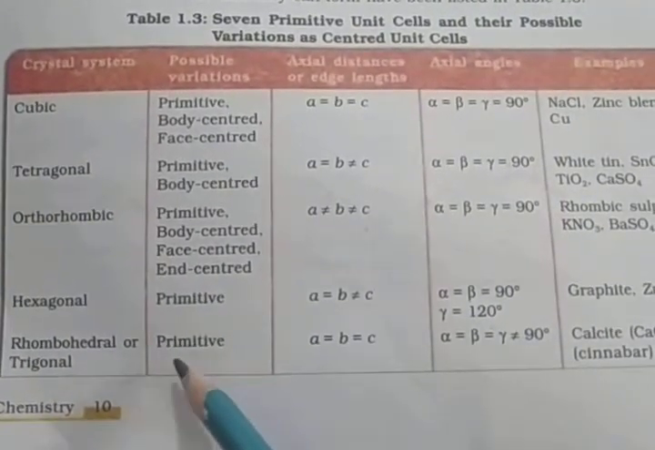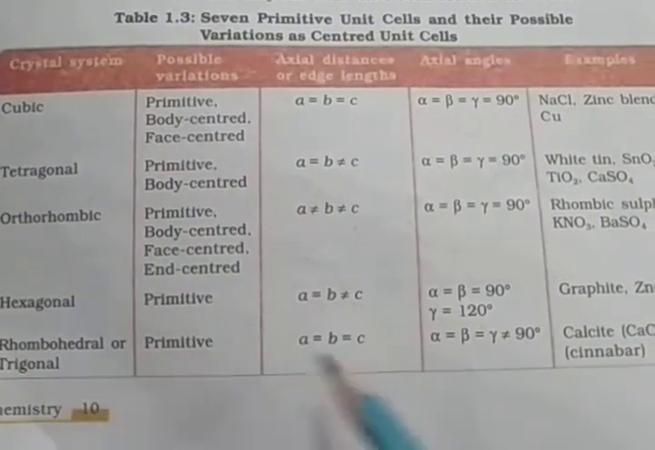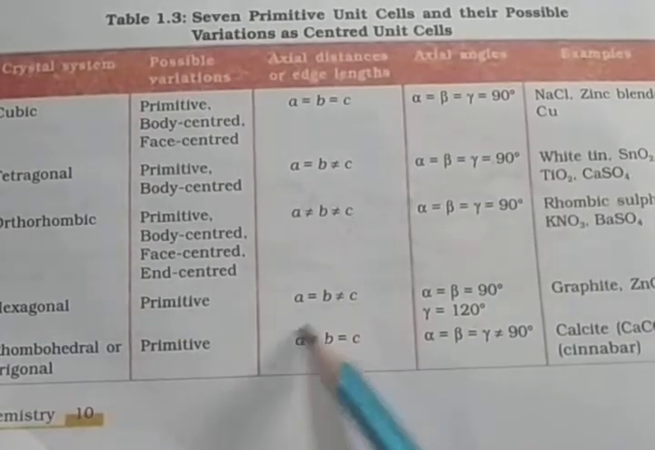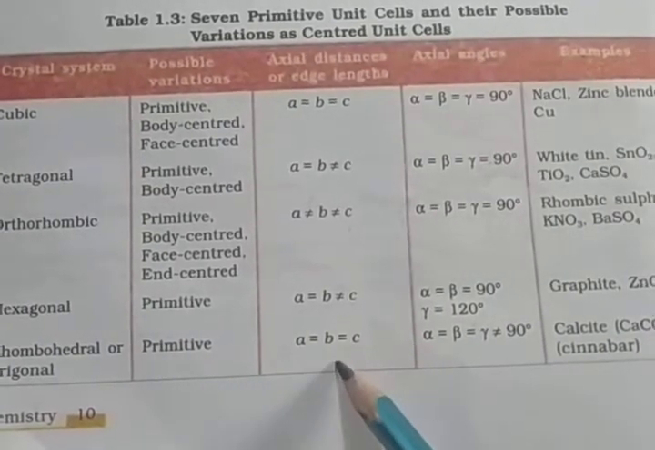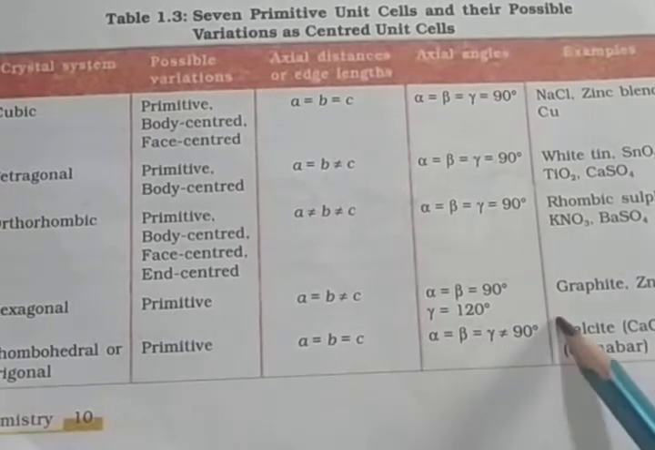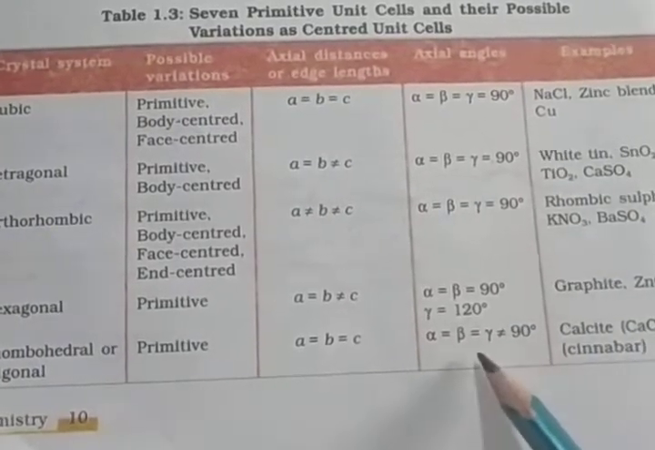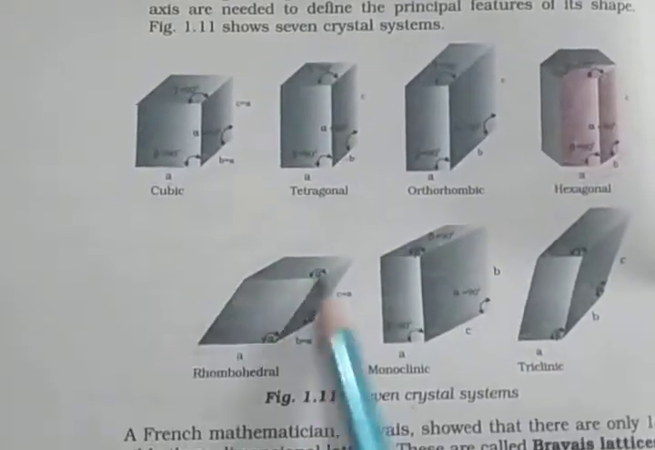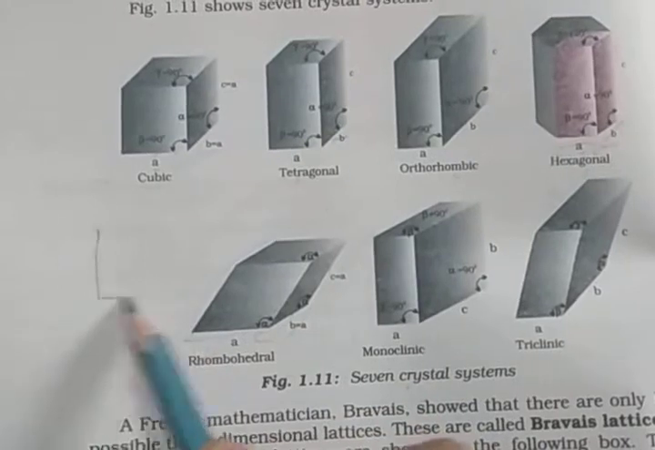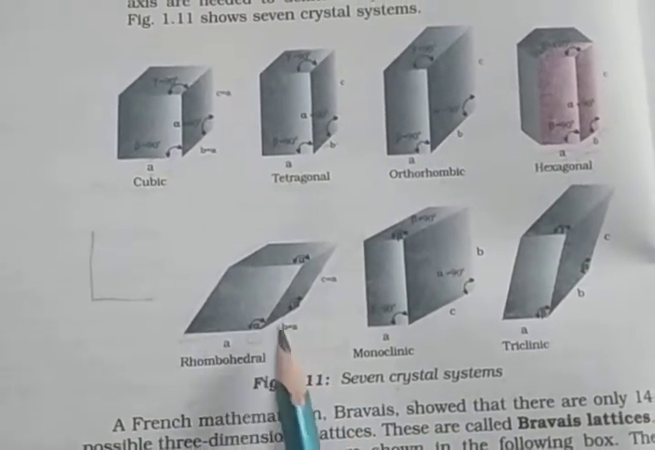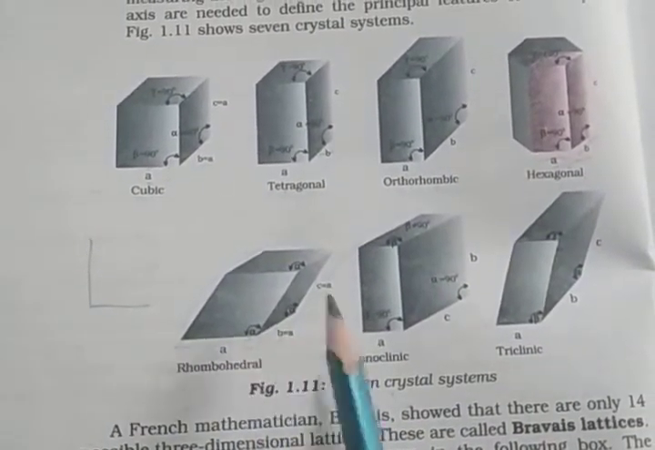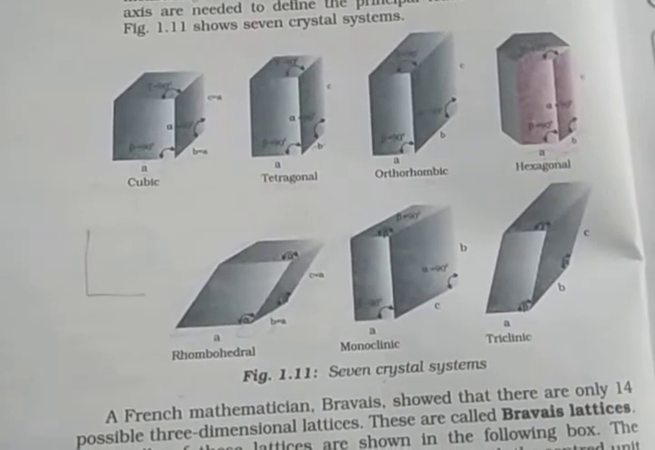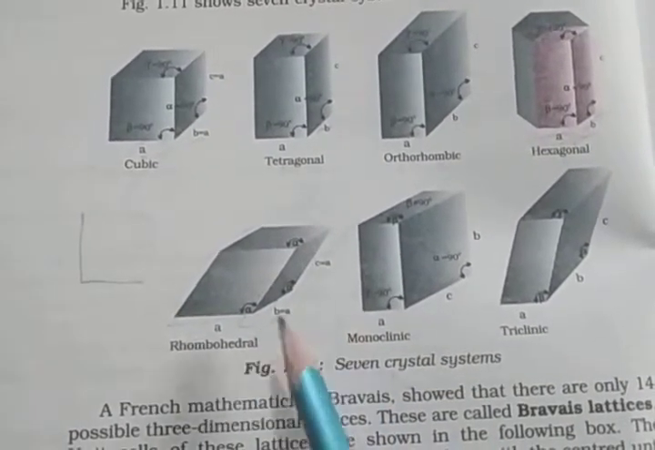In rhombohedral or trigonal, all three sides are equal, A equals B equals C, and the angles are not equal to 90 degrees. Alpha, beta and gamma are not equal to 90 degrees. So you easily have to see this type of angle; none of the angles is 90 degrees. So all angles are unequal to 90 degrees. So it is a rhombohedral.